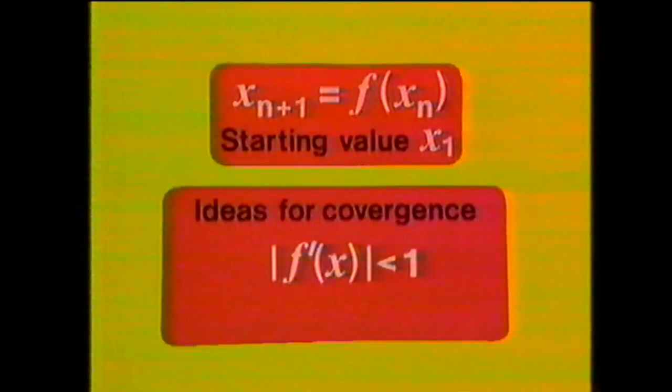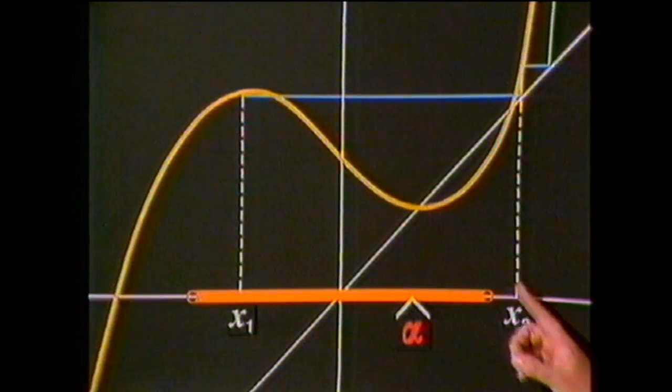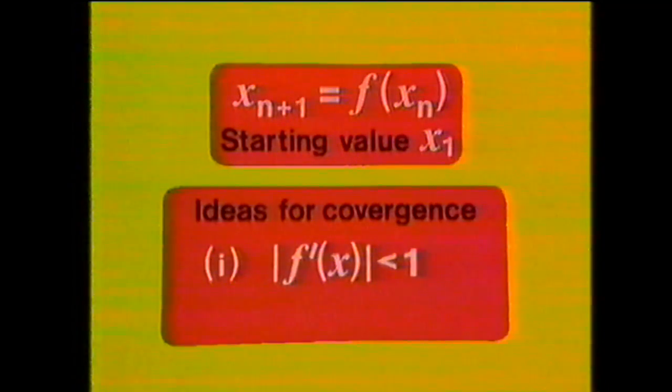So our condition mod of f prime of x is less than 1 is an important condition. But on its own, it won't guarantee convergence. If we start too far away from alpha, we could jump over alpha and end up outside the interval. So we need a second condition.